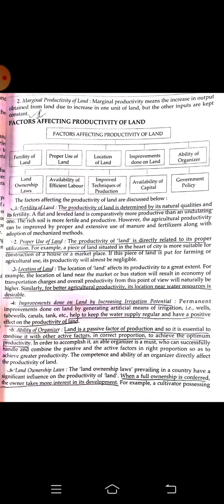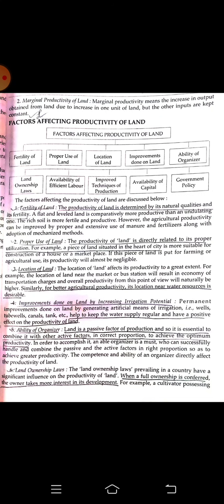Availability of capital. Availability of capital is a fundamental factor of production. If anybody does not have capital, not having any money, then that person cannot buy any raw materials, seeds, or appoint the farmers he needs. He will not be able to do the proper arrangements for the production. So availability of capital is also very important.